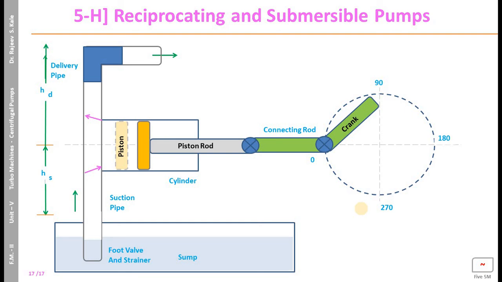Then various types of pumps, reciprocating and submersible pumps, we will also discuss. The working mechanism of the reciprocating pump, how the crank is moved, how the water is lifted in the case of a reciprocating pump. All these things we are going to discuss in detail in the subsequent sections. So this is all about the centrifugal pump. Now we will do the study in detail. Clear? Thank you.